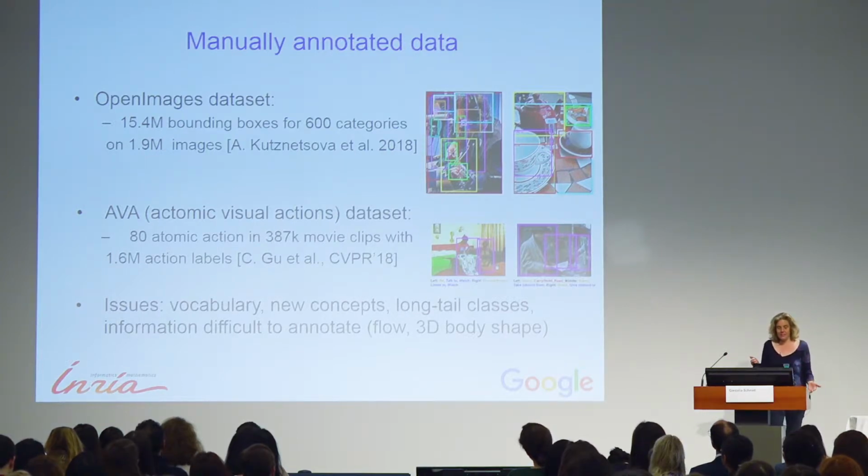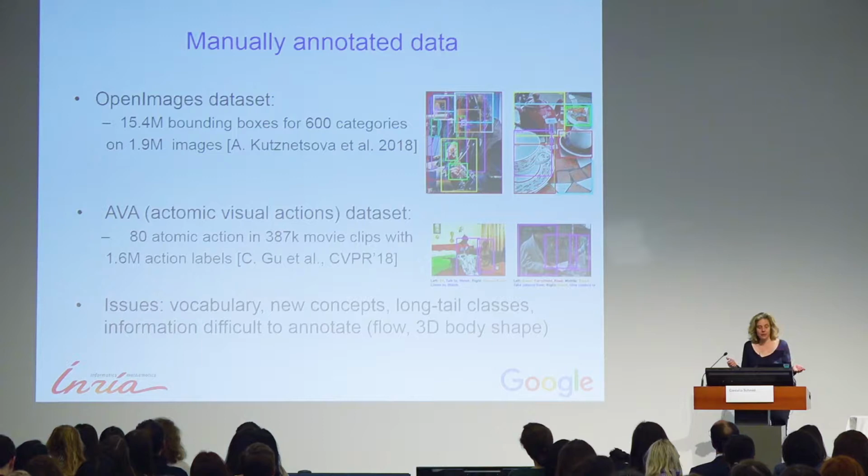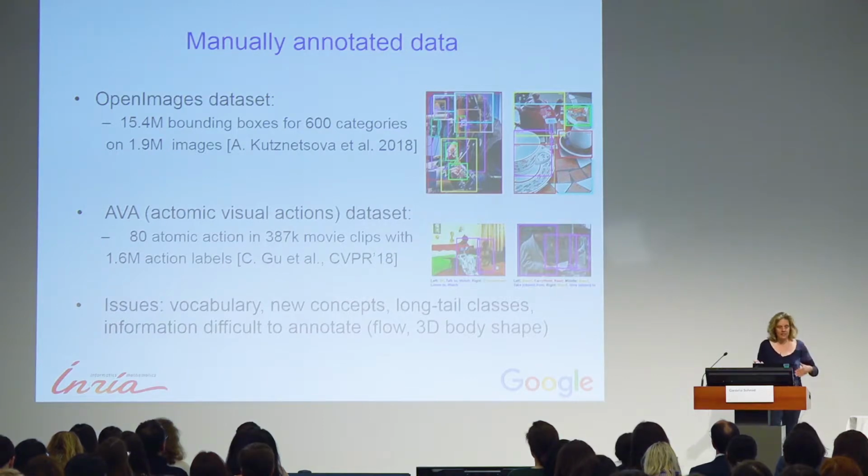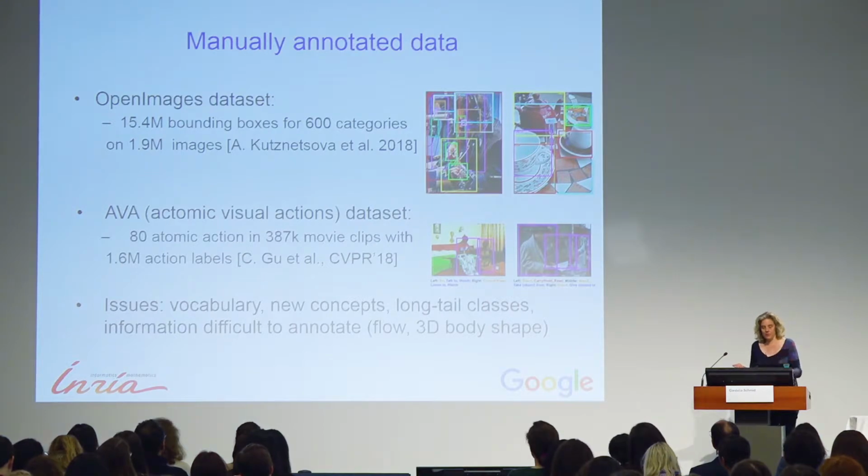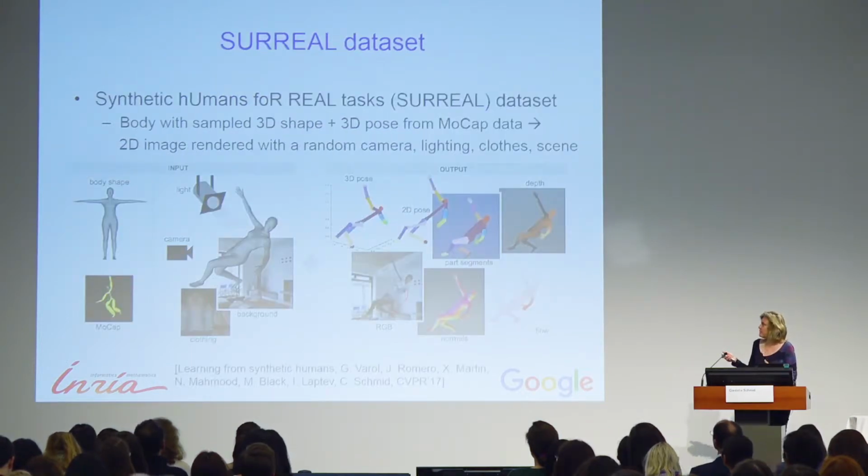But beside this, if you look more in detail at what's going on there, there's still not enough data. There are many items in the vocabulary which are not addressed. Even if you have 600 categories, it's not enough. You can have new concepts coming all the time. And then many concepts are difficult to annotate. If you want to annotate, for example, flow or 3D body shape, then you cannot do it, right? So for example, in the case of 3D body shape, if you want to reconstruct 3D bodies, you need some training data, right? And if you have real bodies, you have to annotate them, and that's really hard, you cannot do it.